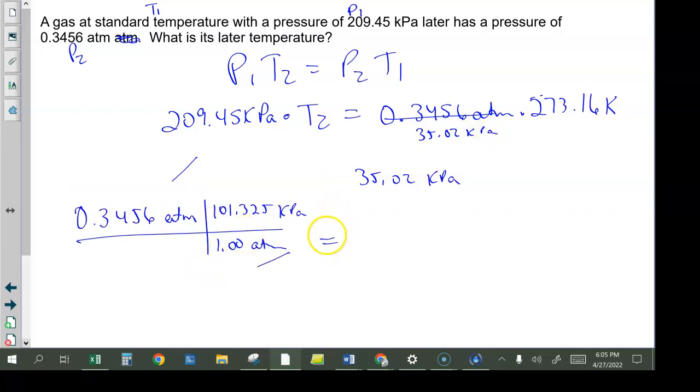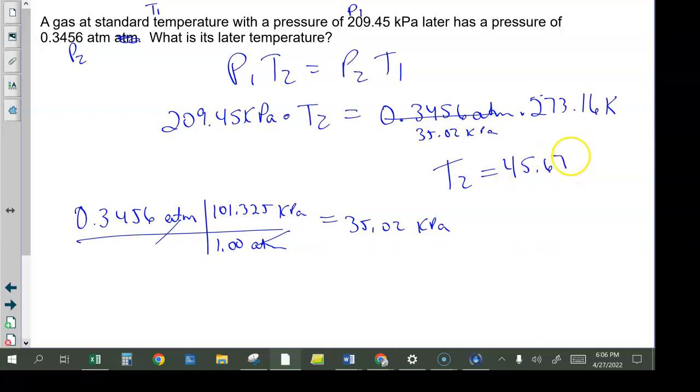I'm just going to move this down a little bit so that you can see my math. Okay, so now I have 2 pressure units. They're now in the same unit, so I can use them. And now I'm going to multiply these 2 numbers. So 35.02 times 273.16 divided by 209.45 gives us a temperature. Let me get my marker working again. A temperature of 45.67 Kelvin.